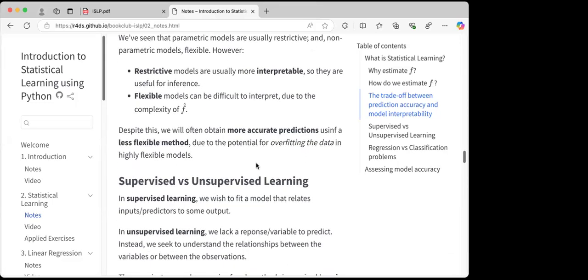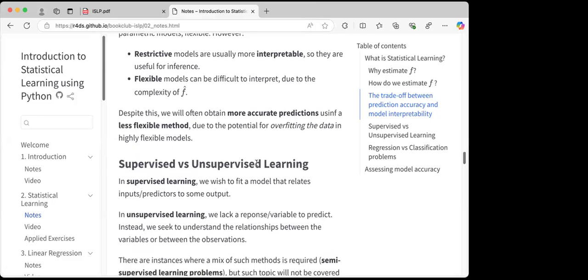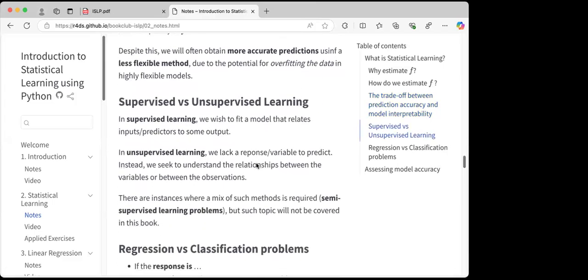Then the chapter went on to talk about supervised and unsupervised learning. In supervised learning, we wish to fit a model that relates inputs to output. Basically, in supervised learning, we are expecting a particular output.